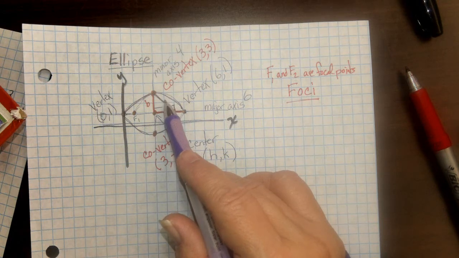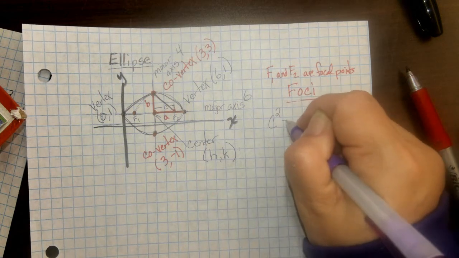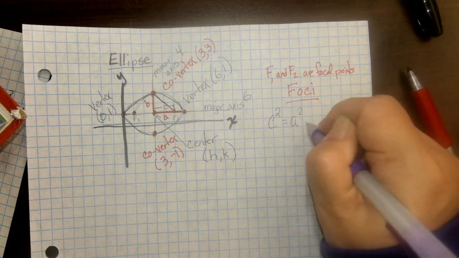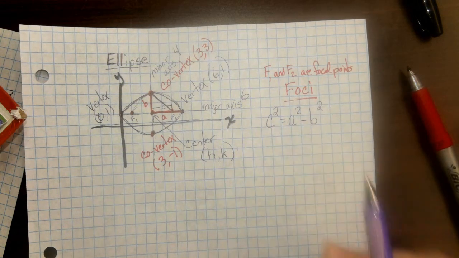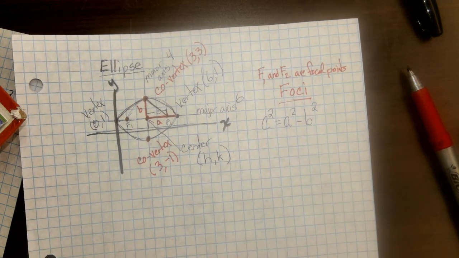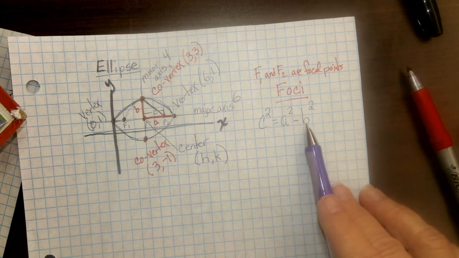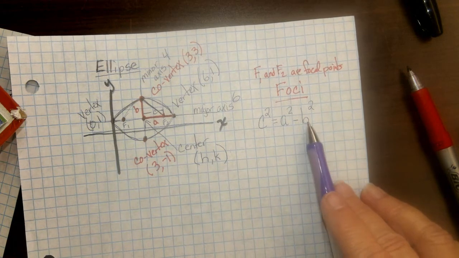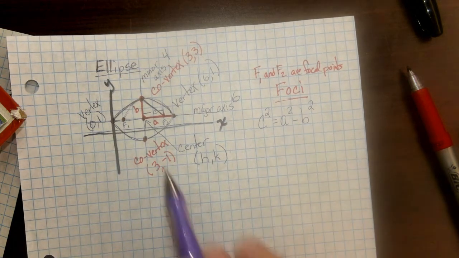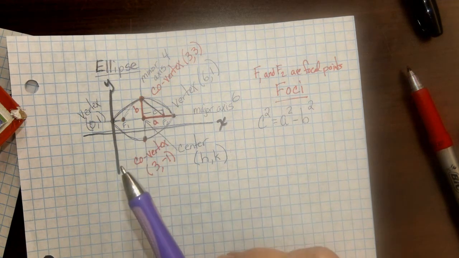So we get the relationship that C squared is equal to A squared minus B squared. It comes from a right triangle relationship in the Pythagorean theorem. But notice it's not A squared plus B squared like the Pythagorean theorem is. It's A squared minus B squared. And again, the reason for that is because the A is actually on the hypotenuse.